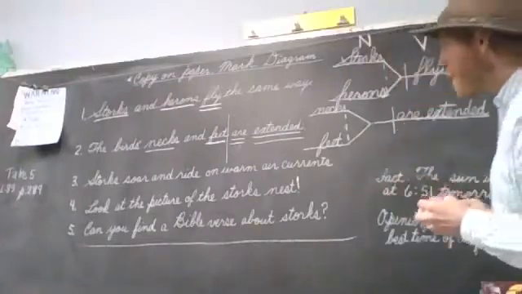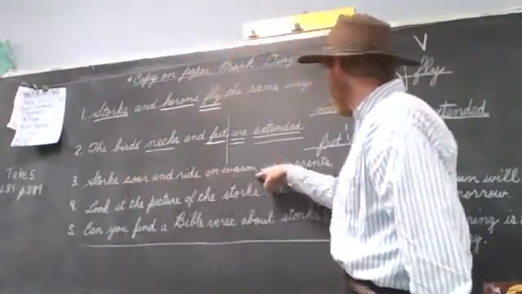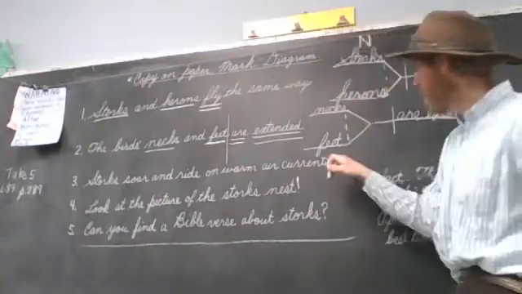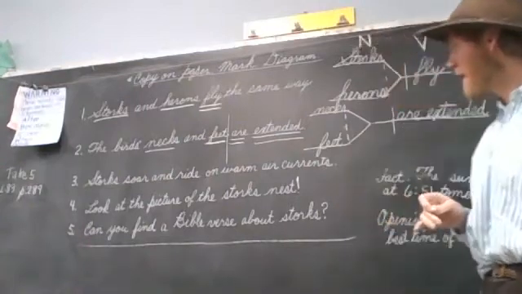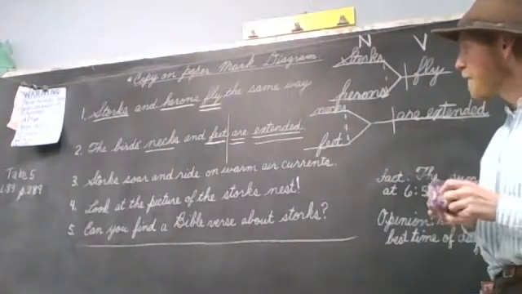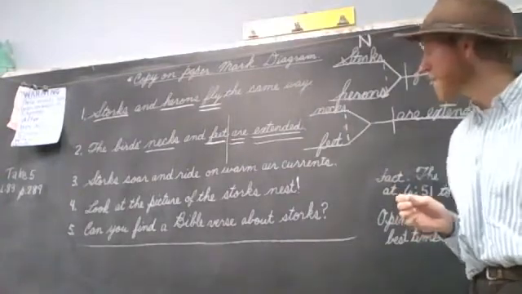Now, here's a third one. Storks soar, and ride on warm air currents. And I'm going to put a period. It may have gotten marked up there. There should be a period there. Okay. Storks soar, and ride on warm air currents. How are we going to do this one? What is the verb? What is the verb?